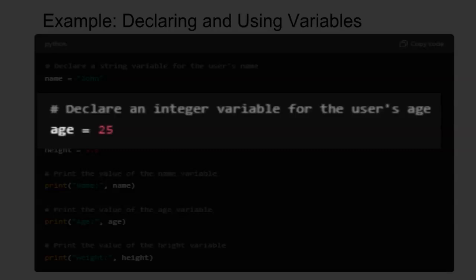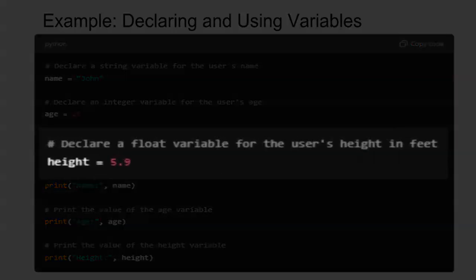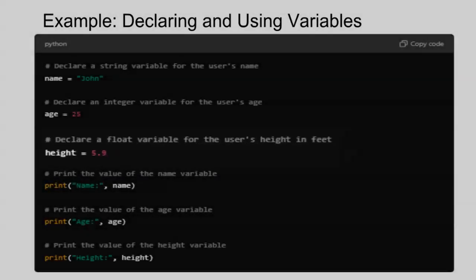Integers are whole numbers and don't need quotes. Line 3, height equals 5.9. This line creates a variable called height and assigns it the float value 5.9. A float is a number that has a decimal point.